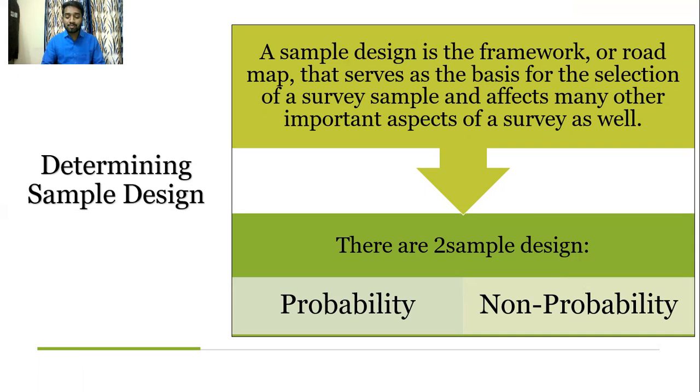So what are the types of samples? We have probability sample and then we have non-probability sample. Probability sample is where you know the probability of the outcome, whereas non-probability sampling is where you will not be aware of the outcome.